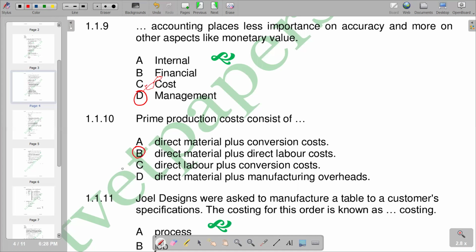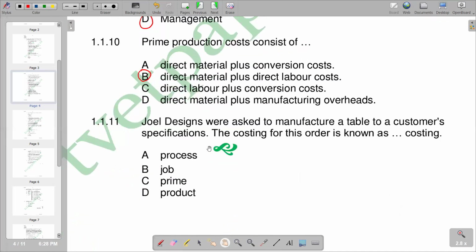And then 1.1.11, let's try to see. Joy Designs were asked to manufacture a table to a customer's specifications. The costing for this order is known as job costing. So on 1.1.11, we have got job costing, which is B as the correct answer. So we have got B.